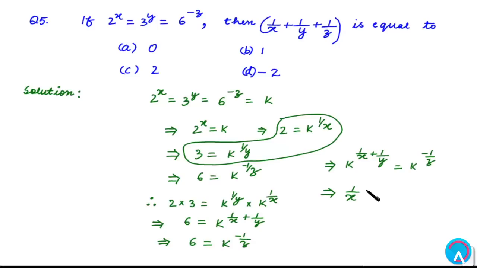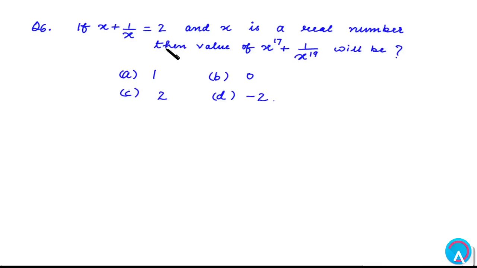So 1 by x plus 1 by y is equal to minus 1 by z. So this implies 1 by x plus 1 by y plus 1 by z is equal to 0. So A is the correct option here. Let's do question number 6.